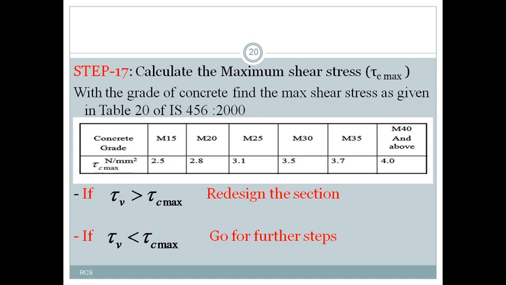Why should we calculate whether the beam section is adequate for the provision of shear reinforcement or not? For checking purposes, we have to calculate that. So tau C max can be calculated according to Table 20 of IS 456:2000. It depends upon the grade of concrete. So if you take M20 grade concrete, the tau C max is 2.8, like this, right?